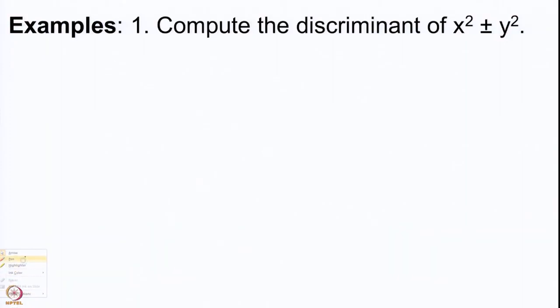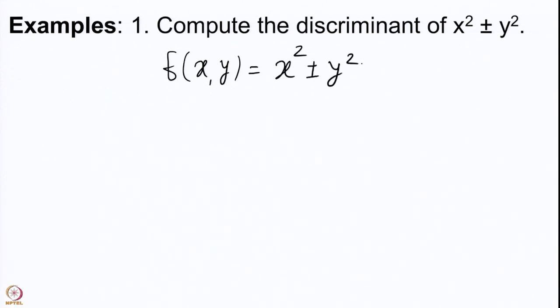So here we have the discriminant to be computed of the forms x squared plus or minus y squared. So f(x,y) is x squared plus or minus y squared. A here is 1, B is 0, C is plus or minus 1.